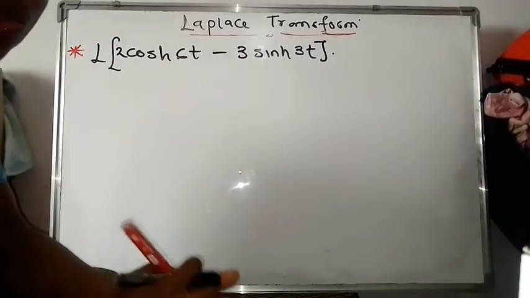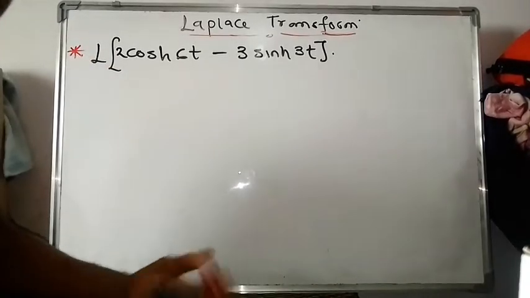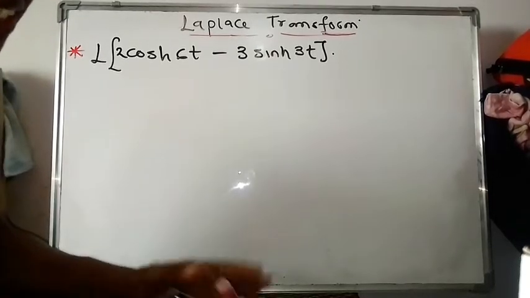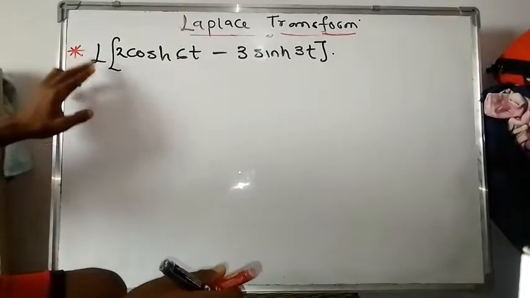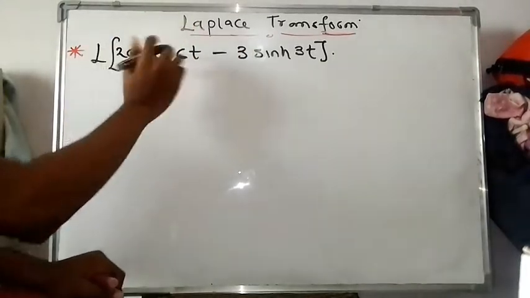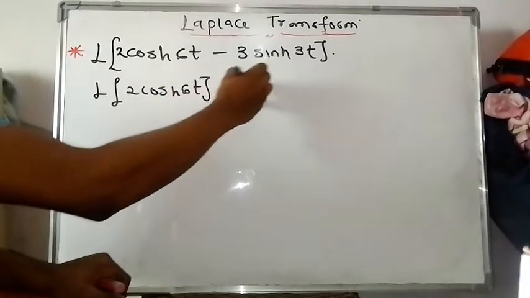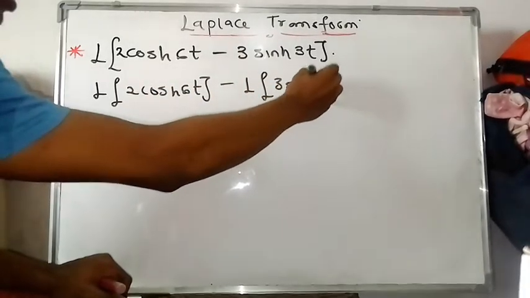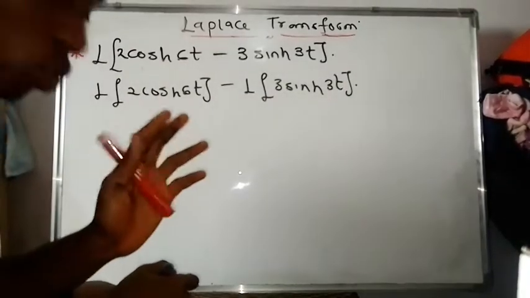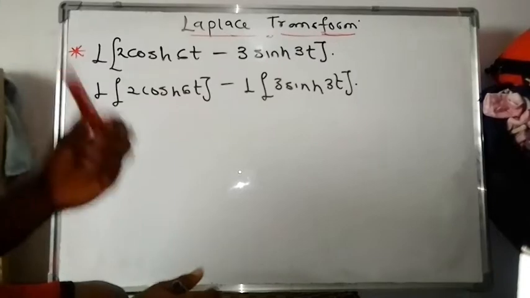Now our first rule says the Laplace of the sum or difference of 2 functions is the sum or difference of their individual Laplaces. We are going to take the Laplace of the first minus the Laplace of the second. So the rule says we'll have Laplace of 2 cos 6t minus Laplace of 3 sine 3t. So I've carried out the first rule. Now the second rule says the Laplace of a constant multiplied by a function is equal to the constant times the Laplace of that function.